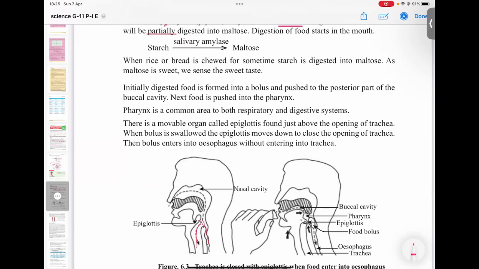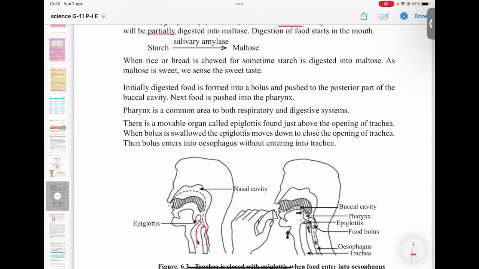And then the food will be formed into a bolus, not the nice food you ate from the plate, but now like a bolus, and it is pushed into the posterior part. What is posterior? Behind. So the posterior part is pushed into the pharynx. Pharynx is a very crucial part of our body. Why? Because it is a common area to two systems, the respiratory system and the digestive system. Again, this is a question for you. They might ask you to name the area which is common to both the respiratory and digestive systems. People often get confused between pharynx and larynx. Don't forget, pharynx is the one which is common to both.